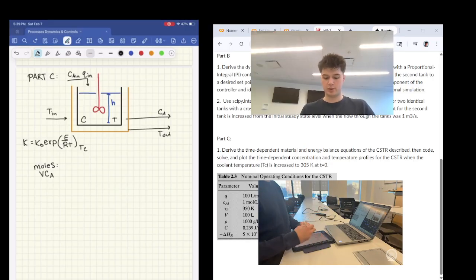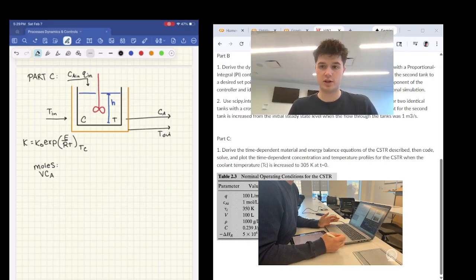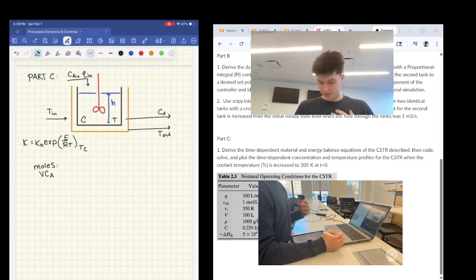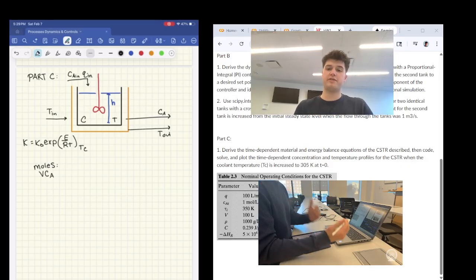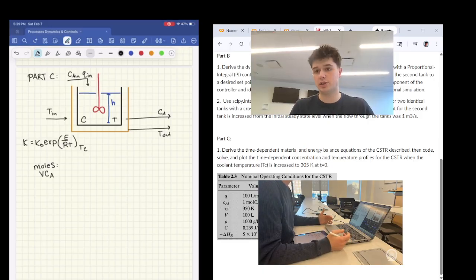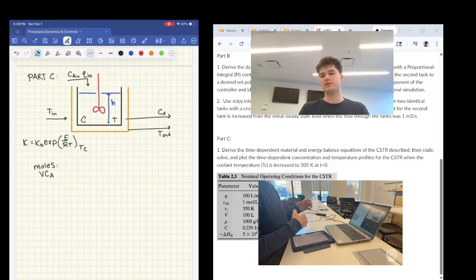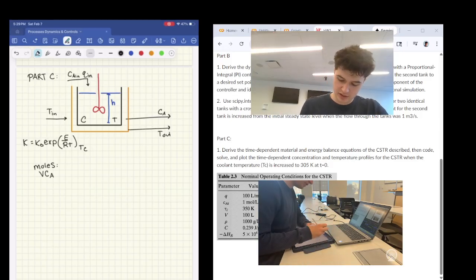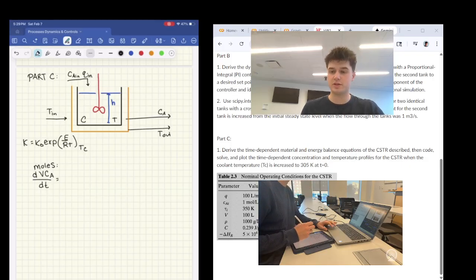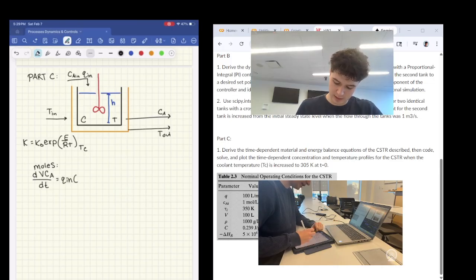So as you can see here, I wrote moles with the volume and the concentration written below it. So we are going to try to find this concentration because there's a concentration flowing into the tank, and we're going to assume, like I said before, the concentration flowing out is the same as in. So this is going to change with respect to time, so we're going to add d/dt. And the way that we are going to find this is by setting this equal to Q in times C_A in minus C_A.